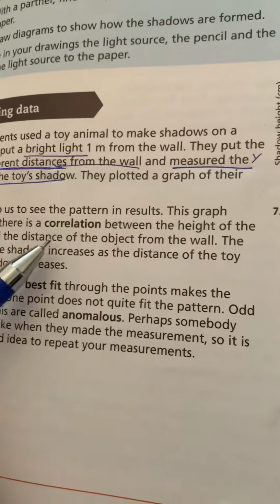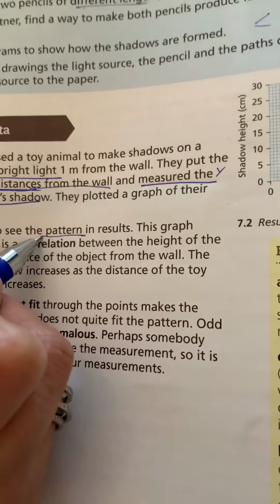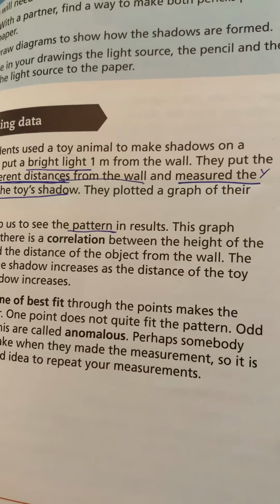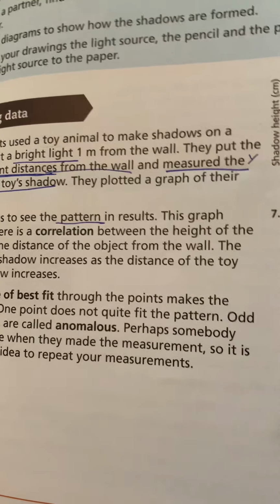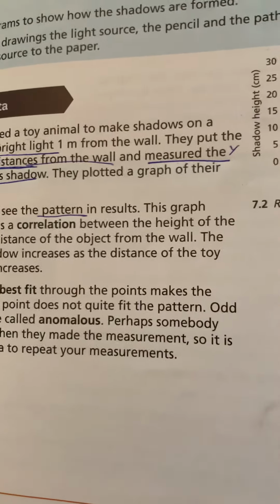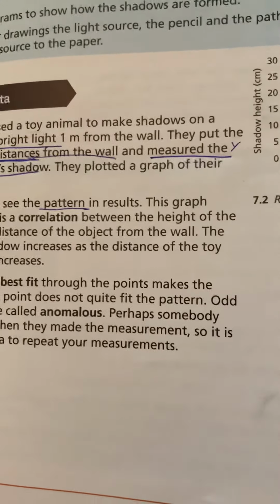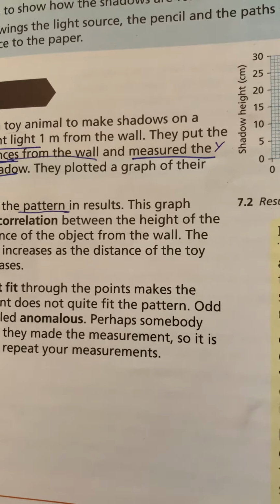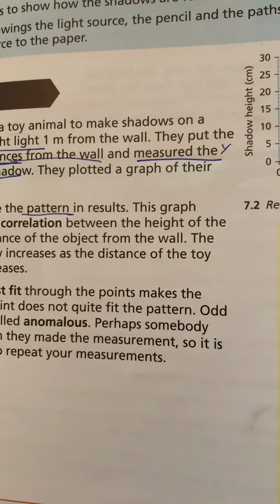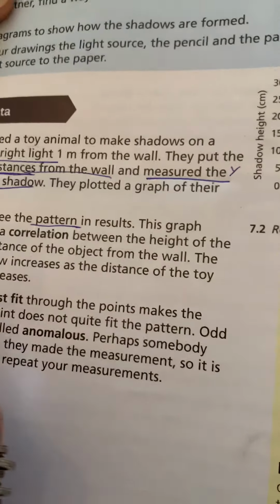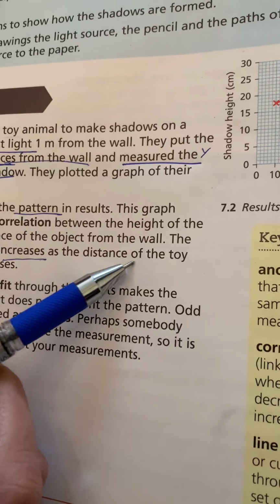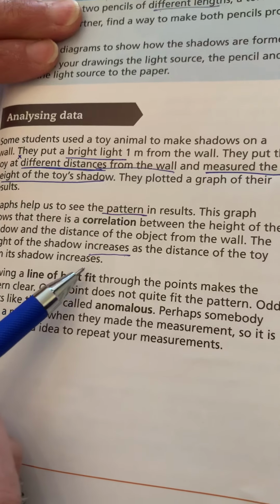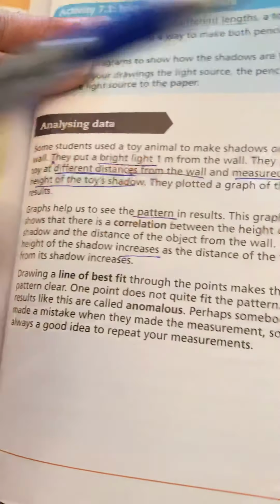Graphs help us to see the pattern in the results. What is the pattern? If it is related, no relation, increasing relation, decreasing relation, this is the pattern. This graph shows that there is a correlation between the height of the shadow and the distance of the object from the wall. The height of the shadow increases as the distance of the toy from its shadow increases. So you have an ascending line.